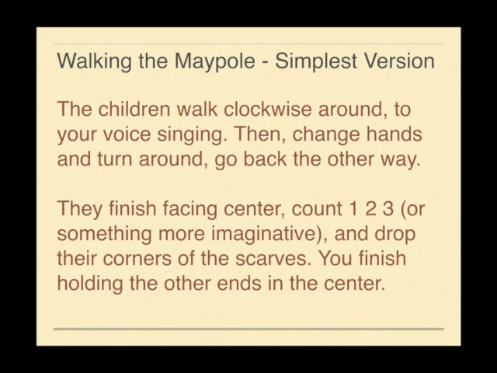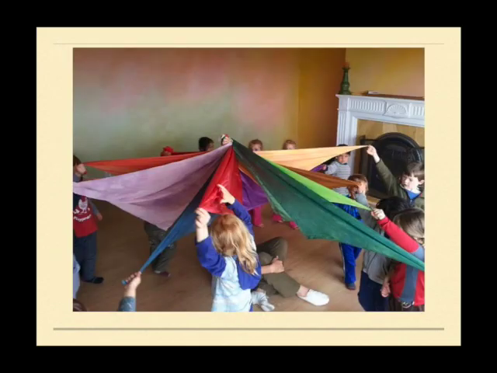So the children will walk clockwise around. Here's a picture of them doing that with me. They will walk around to the left, clockwise, stop when the group runs out of scarf, and change hands, go the opposite direction to unwind, and then I will have them finish by facing the center, and I will count 1, 2, 3, and at 3 they let go of their ends of the scarves, and then they fall to the floor, and it's quite beautiful.